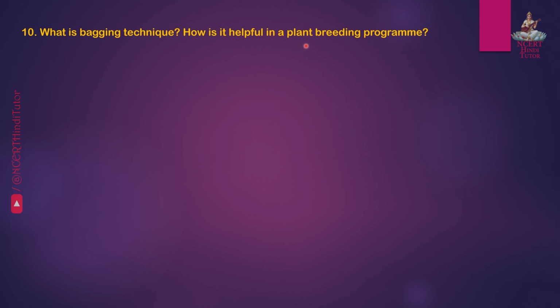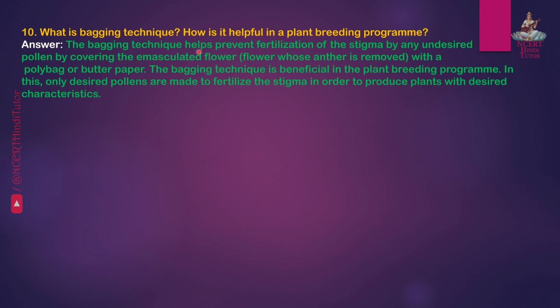Question 10. What is bagging technique? How is it helpful in a plant breeding program? Answer. The bagging technique helps prevent fertilization of the stigma by any undesired pollen by covering the emasculated flower, that is, flower whose anther is removed, with a poly bag or butter paper. The bagging technique is beneficial in the plant breeding program. In this, only desired pollens are made to fertilize the stigma in order to produce plants with desired characteristics.